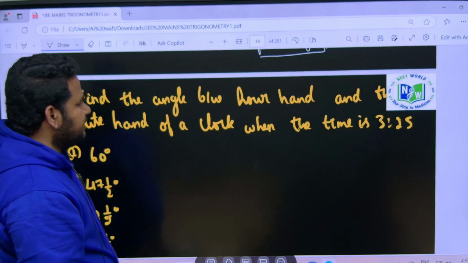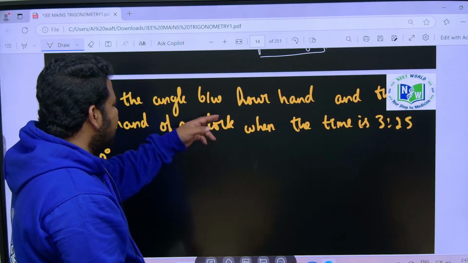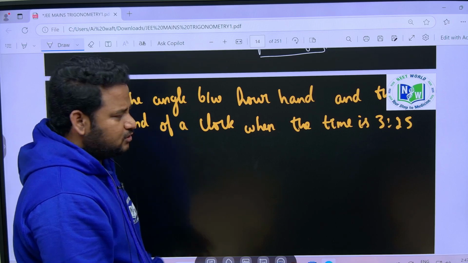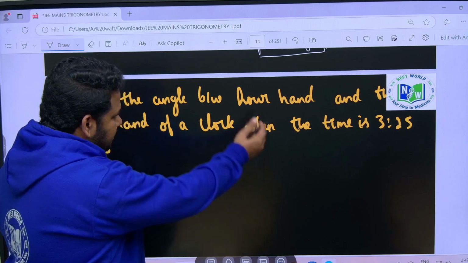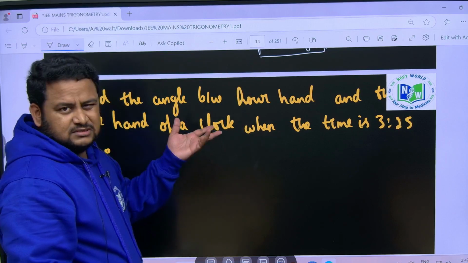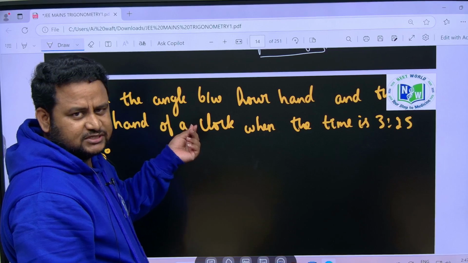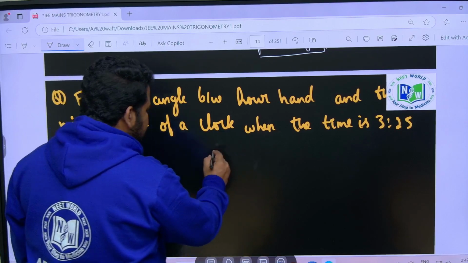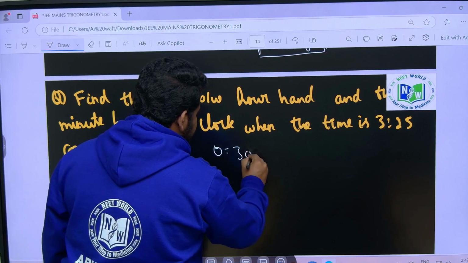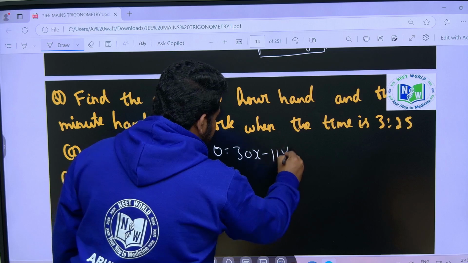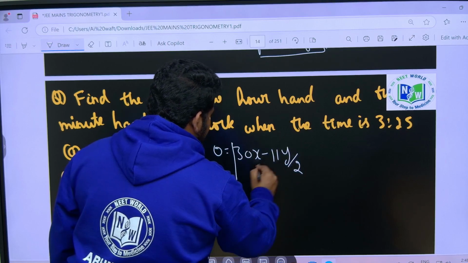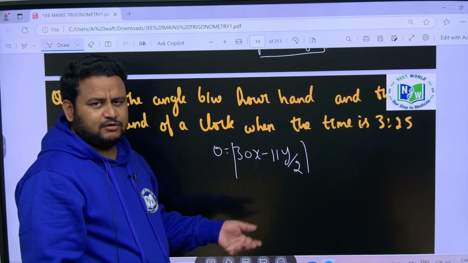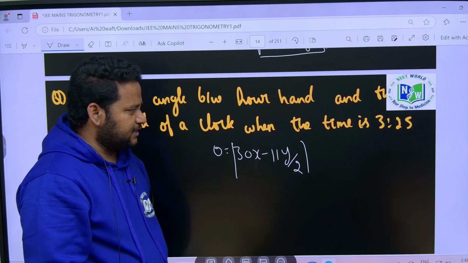So you can see here, find the angle between the hour hand and minute hand of a clock when the time is 3.25. That is not 3.3, that is 3 hours 25 minutes. If you use 1 hour is equal to 30 degree, 1 minute is equal to 6 degree, it will take some time. Instead of that, let us use the formula theta is equal to modulus of 30x minus 11y by 2. Okay, that means even if it comes negative value, you take the positive value because angle cannot be negative.